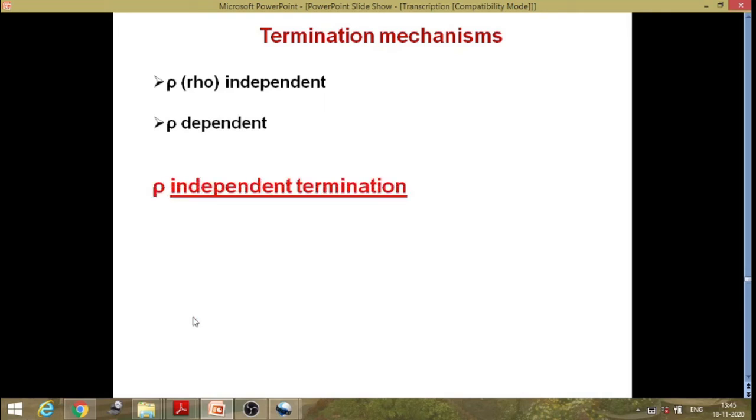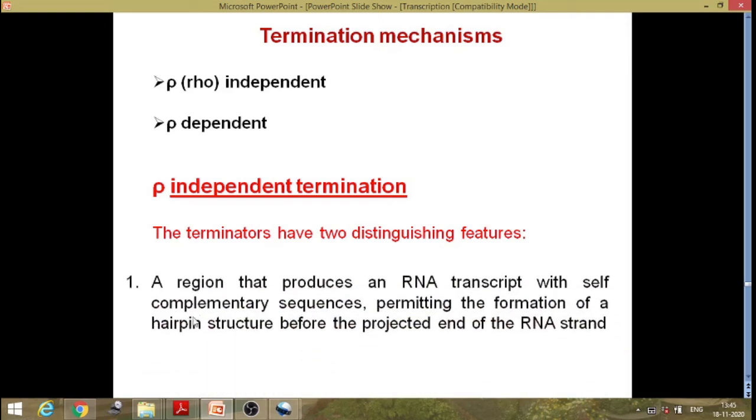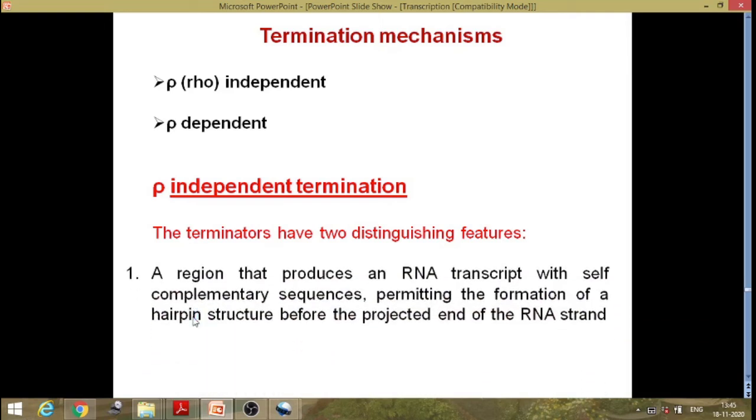In rho independent termination, the terminators, that are the sequences present at the termination site, have two distinguishing features. One is the region that produces an RNA transcript with self-complementary sequences, permitting the formation of a hairpin structure before the projected end of the RNA strand. These are the inverted repeats, which when transcribed into an RNA molecule permit the formation of a hairpin structure. So this is one feature.